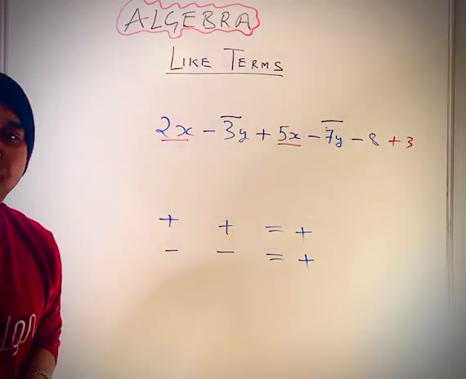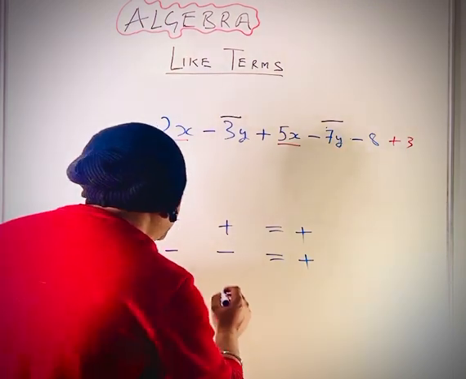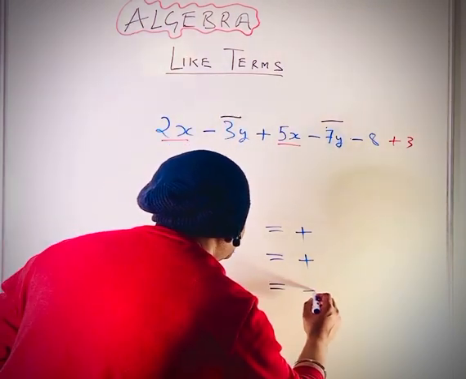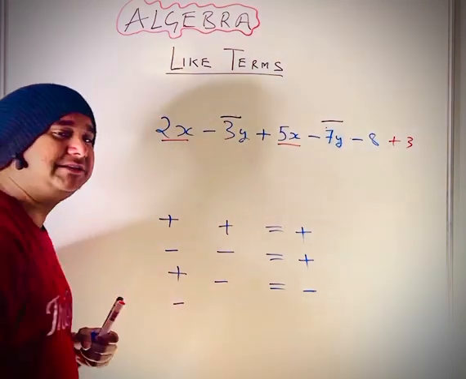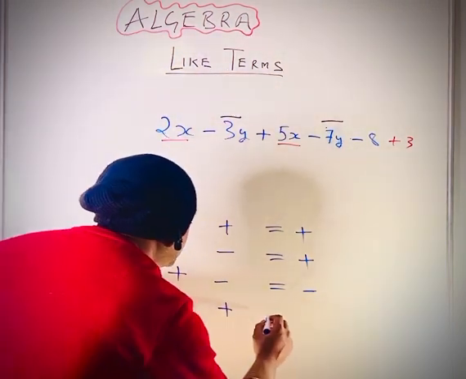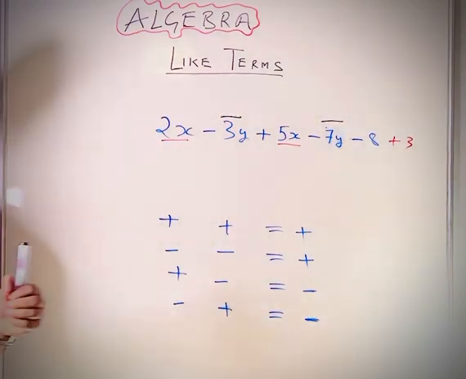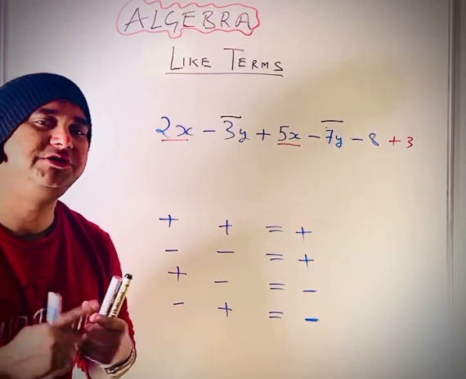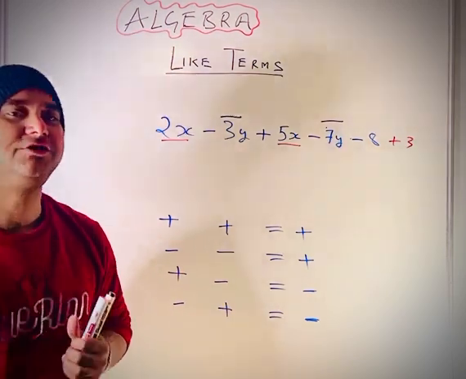Let's say the first number is positive and the second number is negative. You're going to subtract them. Let's say the first number is negative and the second number is positive. You're going to subtract them. Now, that's the rule that you did in the natural number chapter. If you haven't, I will cover that chapter as well in the next couple of weeks.